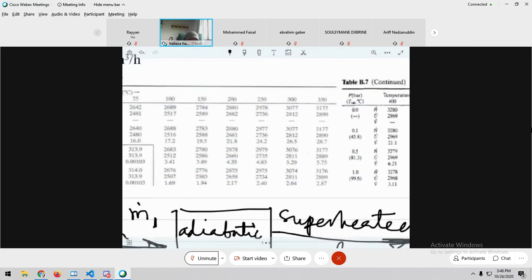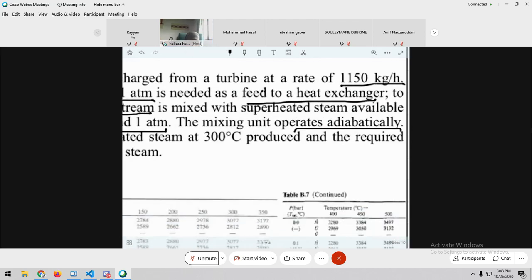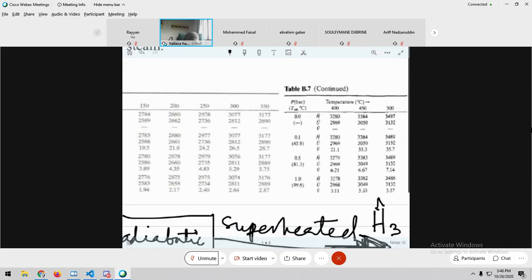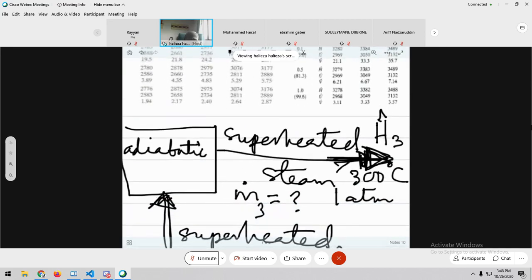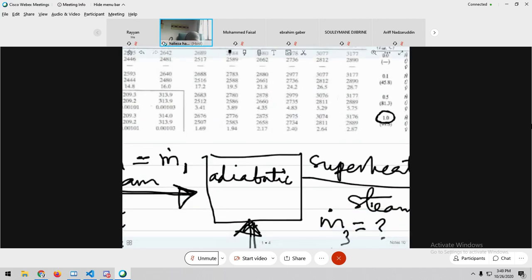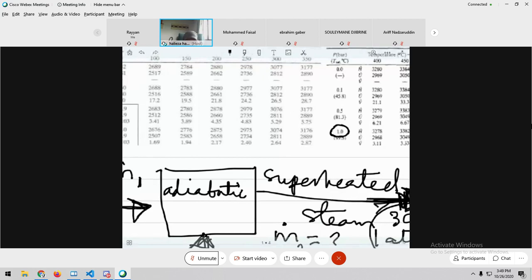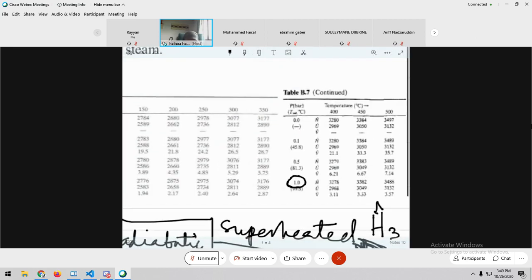Okay, for the other value, superheated steam, you cannot use the saturated steam table. You've got to go to the superheated steam. This is the superheated steam. Now at 1 atm, 300 degrees C, for that temperature and pressure. Is there 300 degrees C? No, just 400. I don't have 300 here. Okay, let's look at superheated steam at 400, 1 atm. So that's the enthalpy.